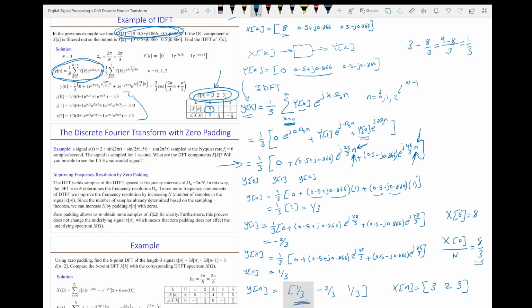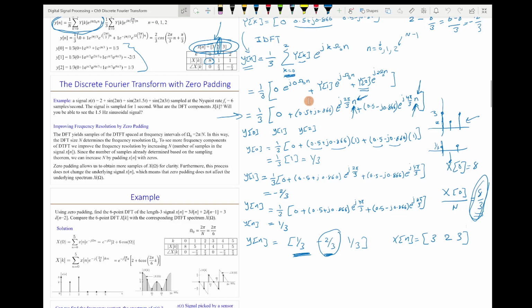That's this here. Now, how did we get this one? We have here 2. So 2 minus 8 over 3. That's 6 minus 8 over 3. That's minus 2 over 3. That's what we got. So you remove the DC component, then this signal, which was 3, 2, 3, now became 1/3, minus 2/3, and 1/3, after removing that much DC.